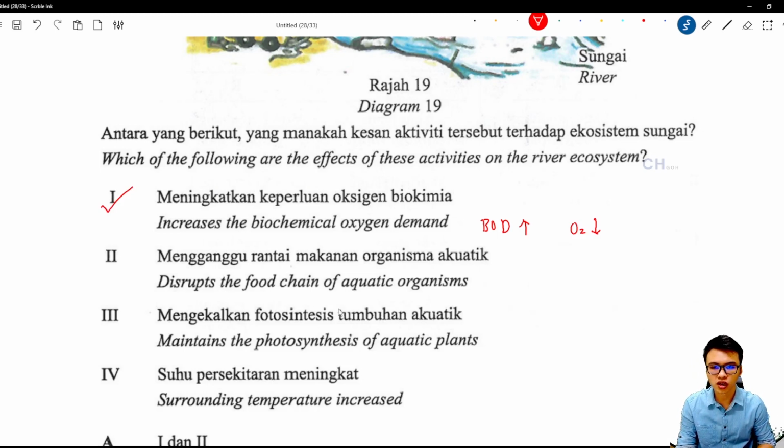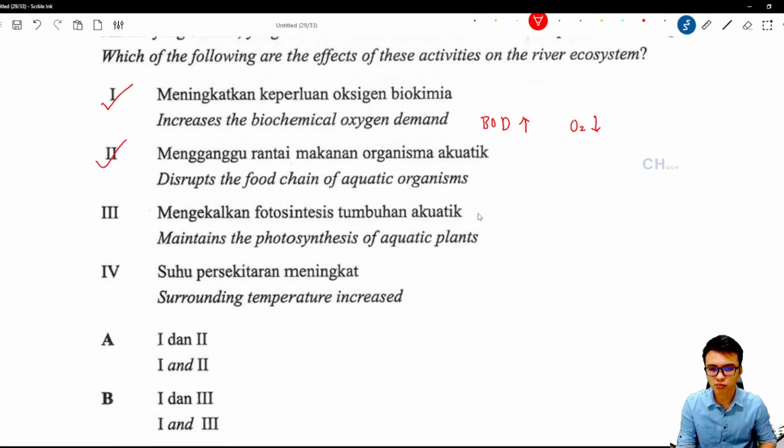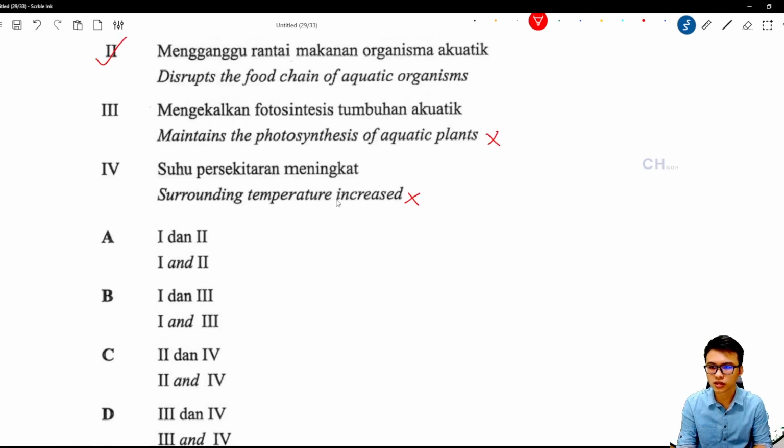Disrupt the food chain of aquatic organisms, yes. Maintain the photosynthesis of aquatic plants, definitely not. Surrounding temperature increases. We are talking about water, right? So if we are talking about water, 4 is not the answer. So the answer here should be 1 and 2.